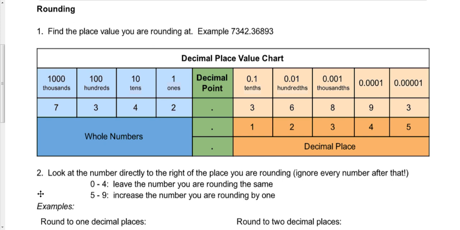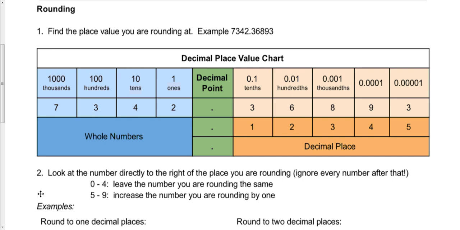We're going to take a look at rounding. We're going to try and find different place values that we want to actually round to. So we're going to use this example that's posted up here, 7,342.36893. And we're going to use that as kind of our example piece as we go through.